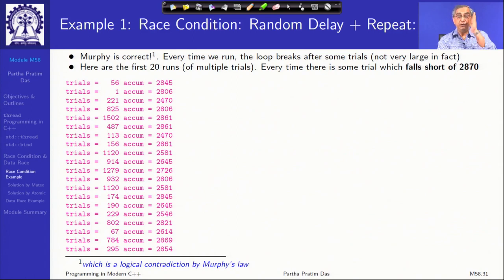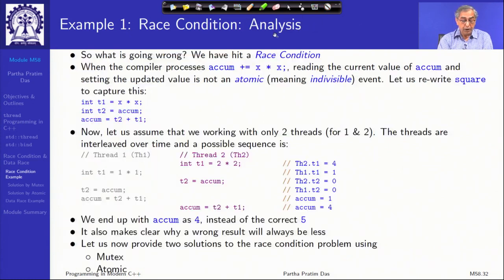But in every one of the 20 cases, it has eventually produced a wrong result. So there is something wrong here, and if you look at all these values, you will see that all of them are less than 2870. So, what is going on? To understand, let us split this into the simple square function and see what it is doing.